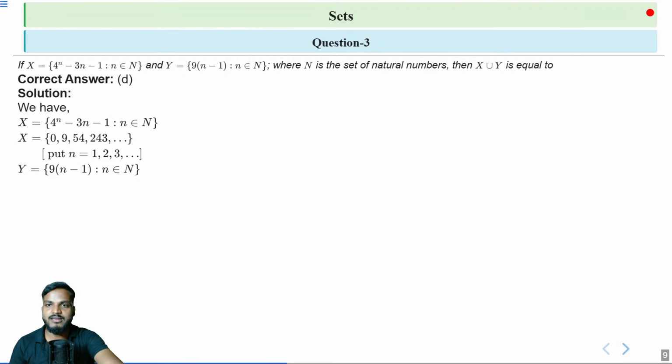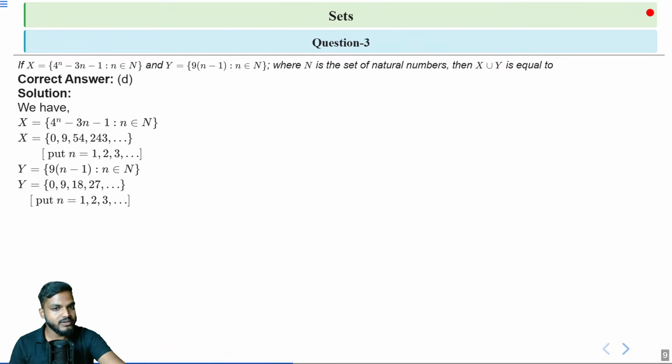For the set Y, the definition is 9 into n minus 1, where n is a natural number. Now we take different values of n, as n is a natural number. So put n equal to 1, 2, 3. We get set Y equal to 0, 9, 18, 27, and so on. So this is your set Y and this is your set X.